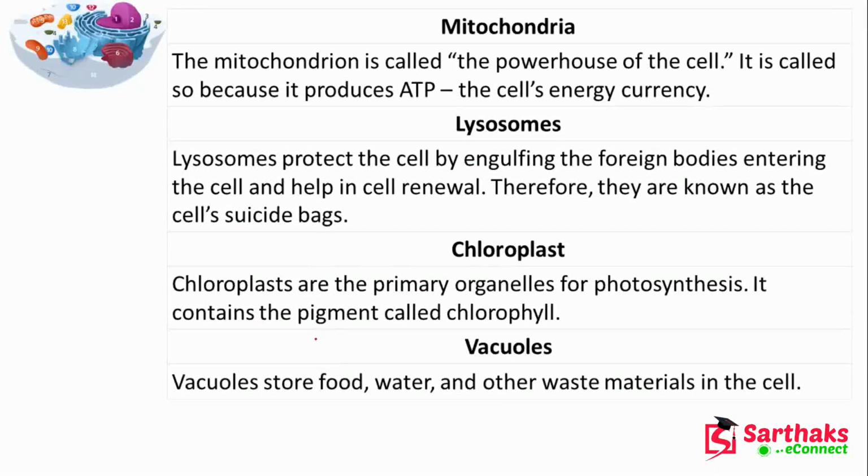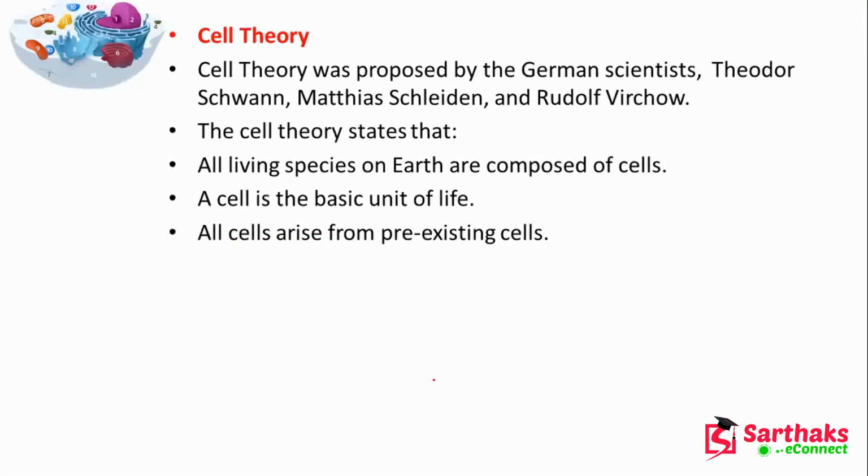Mitochondria is the powerhouse of the cell, and it produces ATP, the cell's energy currency. Then lysosome. Lysosome protects the cell by engulfing the foreign bodies entering the cell and helps in cell renewal. So they are known as the cell's suicidal bags. Now chloroplast, this is a plastid where we have the chlorophyll, and for photosynthesis we require chlorophyll. Vacuoles are the food storage bags, and here it will store food, water and other waste materials of the cell.